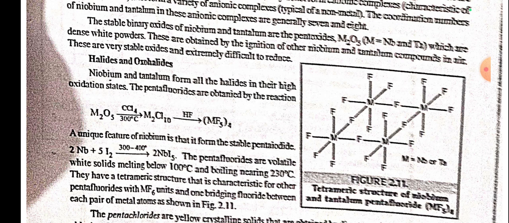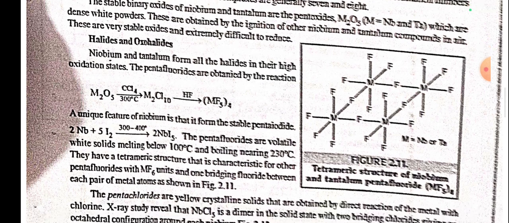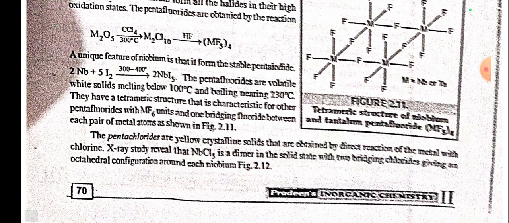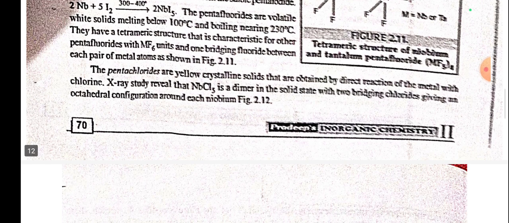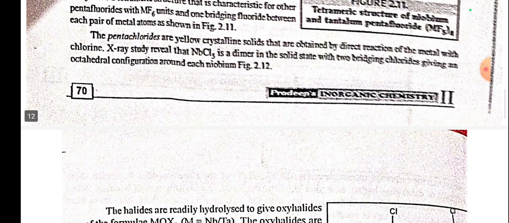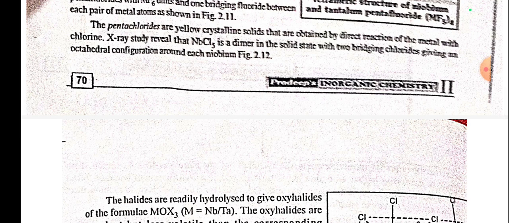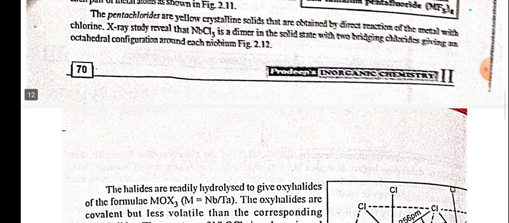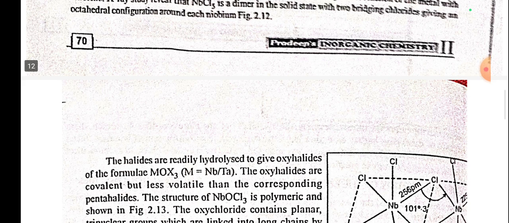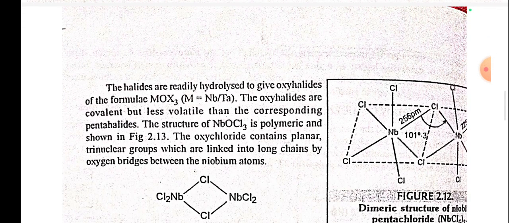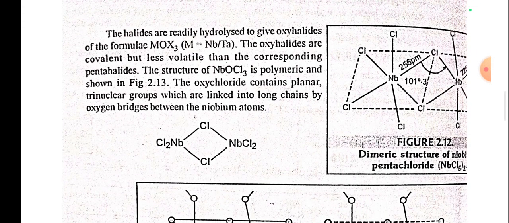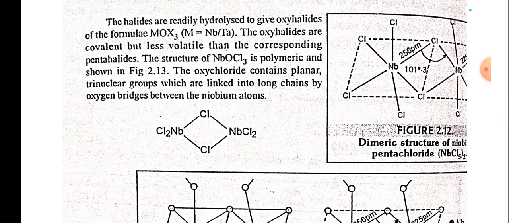They have a tetrameric structure that is characteristic of other pentafluorides, with MF6 units and one bridging fluoride between each pair of metal atoms. The pentachlorides are yellow crystalline solids and are obtained by direct reaction of the metal with chlorine. X-ray studies reveal that NbCl5 is a dimer in the solid state with two bridging chlorides, giving an octahedral configuration. The halides readily hydrolyze to give oxyhalides of the formula MOX3.